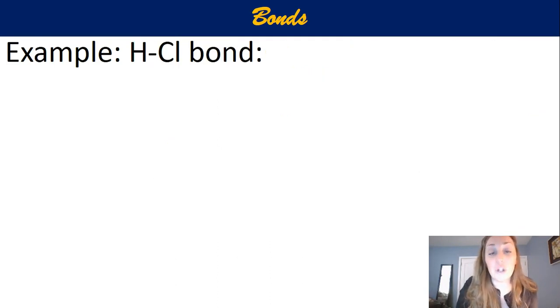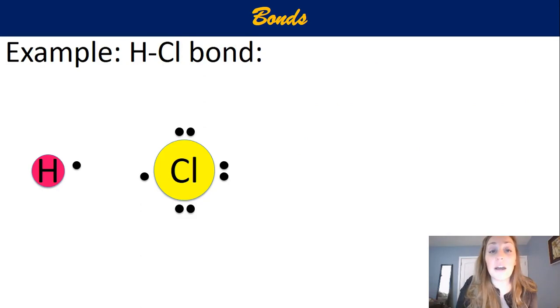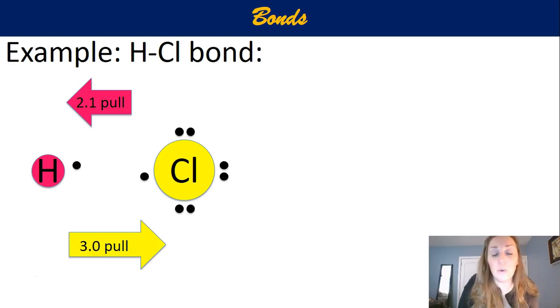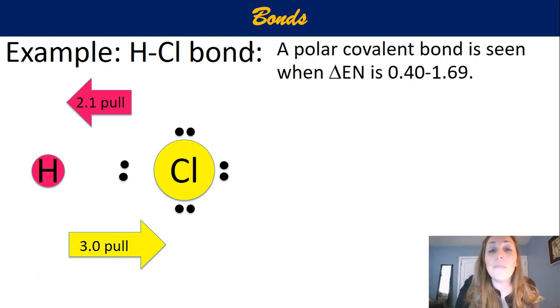How about the hydrogen to chlorine bond? Let's talk about their electronegativities. Hydrogen gets pulled by chlorine. Hydrogen's one electron is going to be pulled by chlorine with a strength of 3.0. Hydrogen pulls back with a strength of 2.1. So hydrogen's electron gets pulled over to chlorine, and chlorine's electron gets pulled a little bit to hydrogen, just a little bit though, not as much. A polar covalent bond is seen when the electronegativity difference is between 0.4 and 1.69.